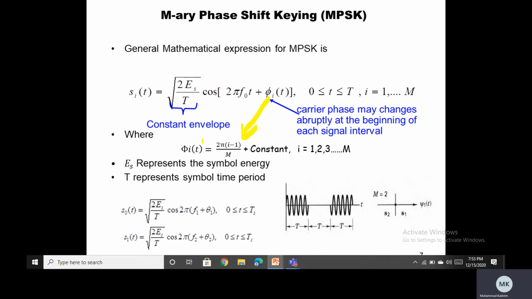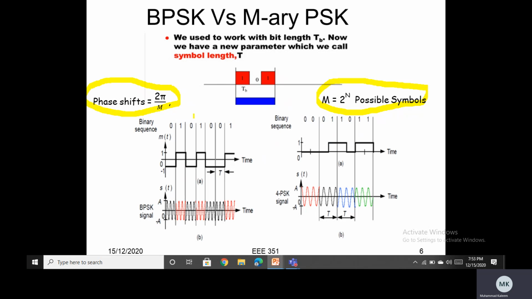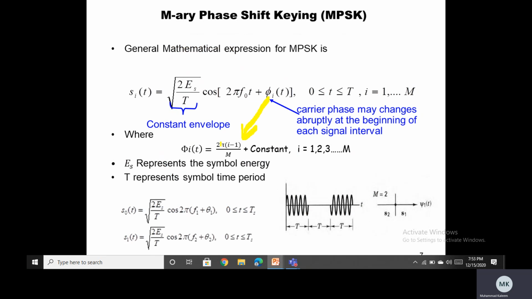We generally represent this with this equation. A simple equation was shown before. If I see, this is a simple equation which tells you the phase shift between any two phases. While this is a general equation, phi_i(t) is equal to 2 pi (i minus 1) over M plus constant, where i is equal to 1, could be 2, could be 3, all the way to M. Yes, like I said, E represents the symbol energy. T represents the symbol time period.